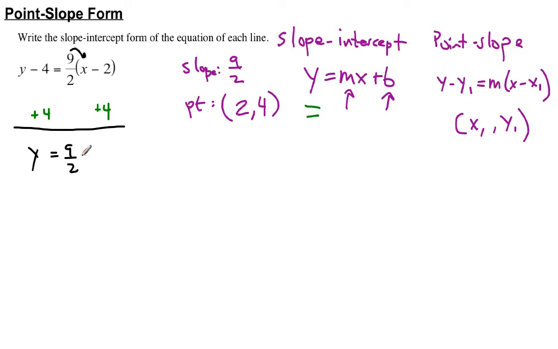9/2 times x is 9/2 x, and then 9/2 times -2, right? This 2 and this 2 will cancel out, and it becomes -9. Okay, and then we just added this 4, so we have plus 4. Okay, and so then we just simplify a little bit further. We have 9/2 x -9 plus 4 is -5. Okay, let's go on to the next problem.